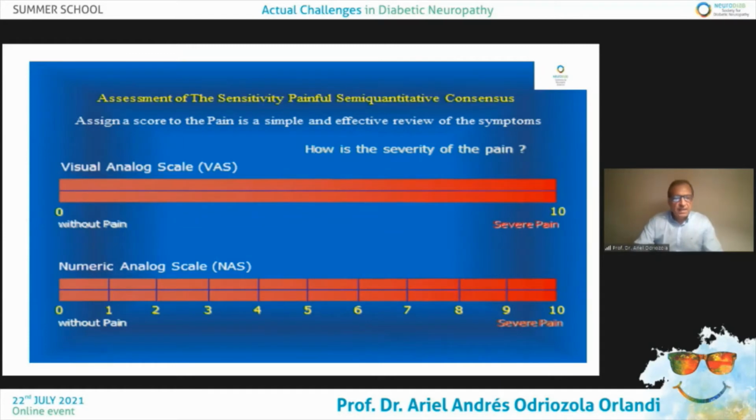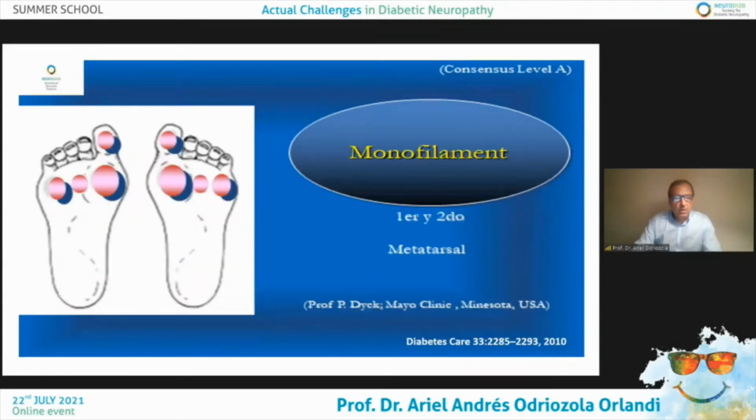Here you can see the severity of pain can be reliably assessed by the visual analog scale, which is the oldest and best validated measure, or the numerical rating scale, and the 11-point Likert scale, which has been most widely used in neuropathic pain studies. The monofilament is a useful tool, but it arrives too late to detect neuropathy or polyneuropathy in these patients.